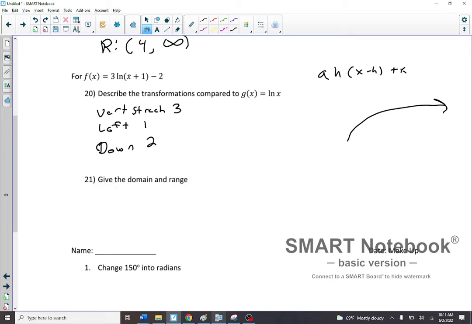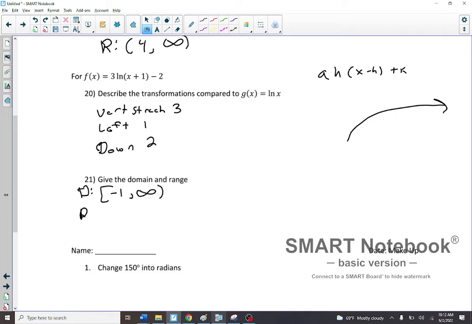So the domain, I can't plug in a negative here. So the lowest number I could possibly have here is negative 1, right? It could be 0, so negative 1 counts. So that'll be a hard bracket for negative 1. But then after that, I could put any positive number here. Why can't you put a negative in it? Because it can't be a negative in a log. And that's the domain.